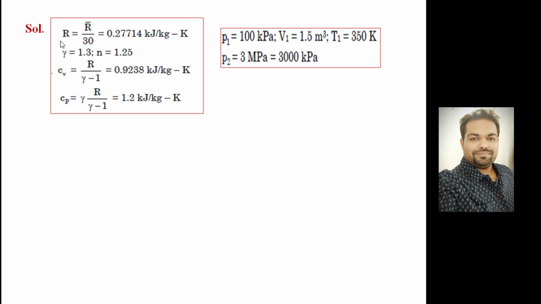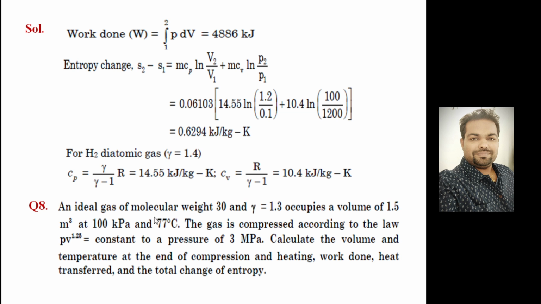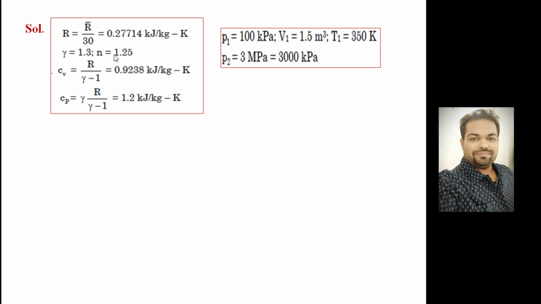First, you find out the characteristic gas constant by using the universal gas constant divided by the molecular weight. Gamma is already given, so gamma is 1.3. Polytropic index is 1.25. So Cp and Cv can be calculated. Cv is equal to R upon gamma minus 1. Cp is equal to gamma R upon gamma minus 1. These all parameters are already given: 100 kilopascal, V1 is equal to 1.5, T1 is equal to 350 Kelvin, P2 is equal to 3 megapascal, which is 3000 kilopascal. These are the given data.